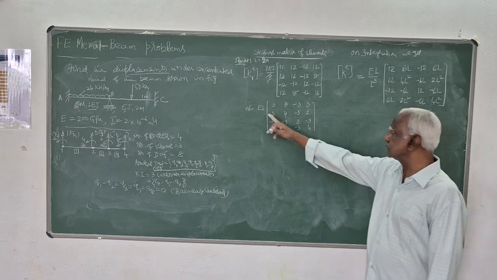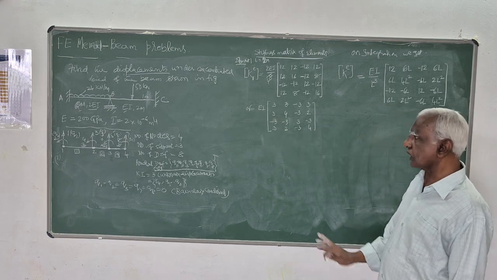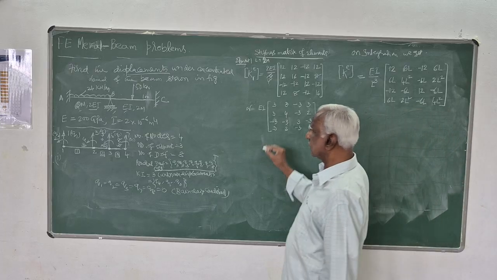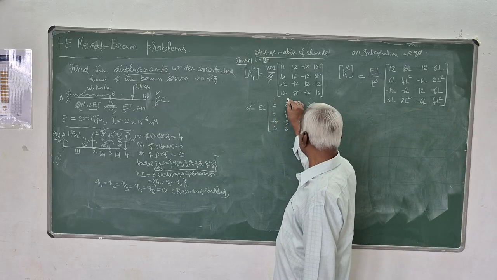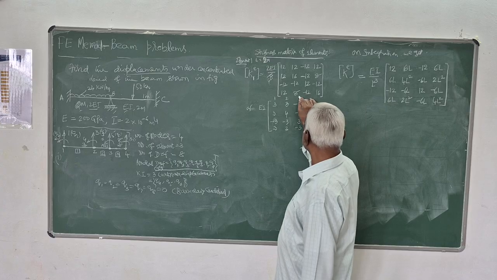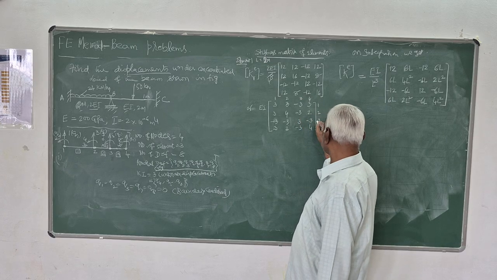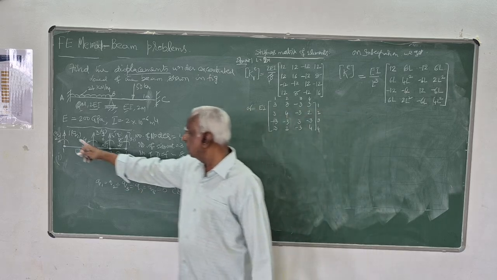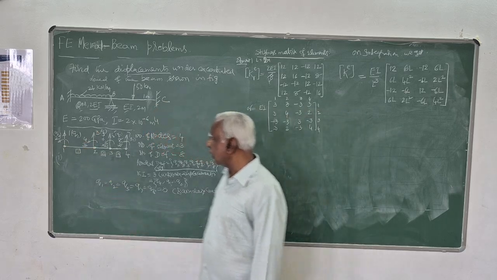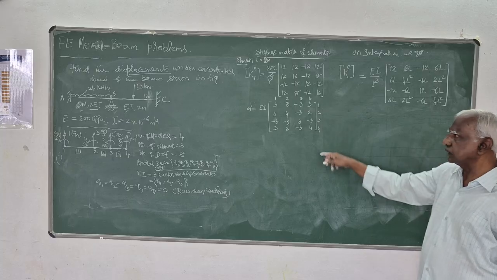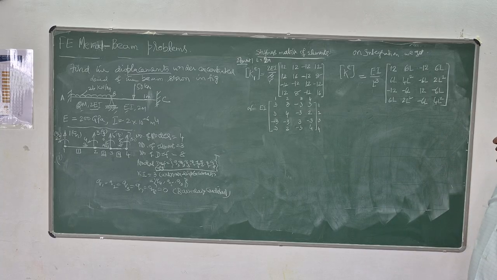I want this EI to be kept as a common factor. So the degrees of freedom here are 1, 2, 3, 4. These are the nodal degrees of freedom for element 1.